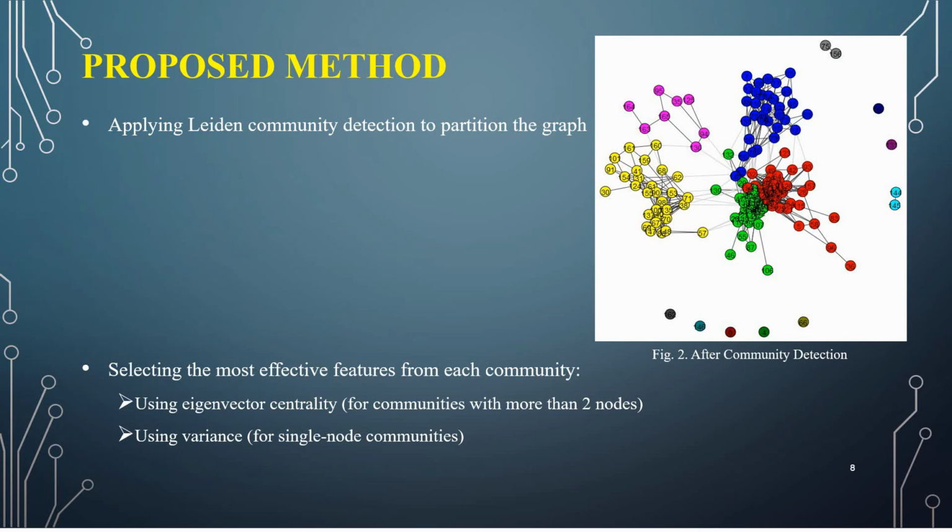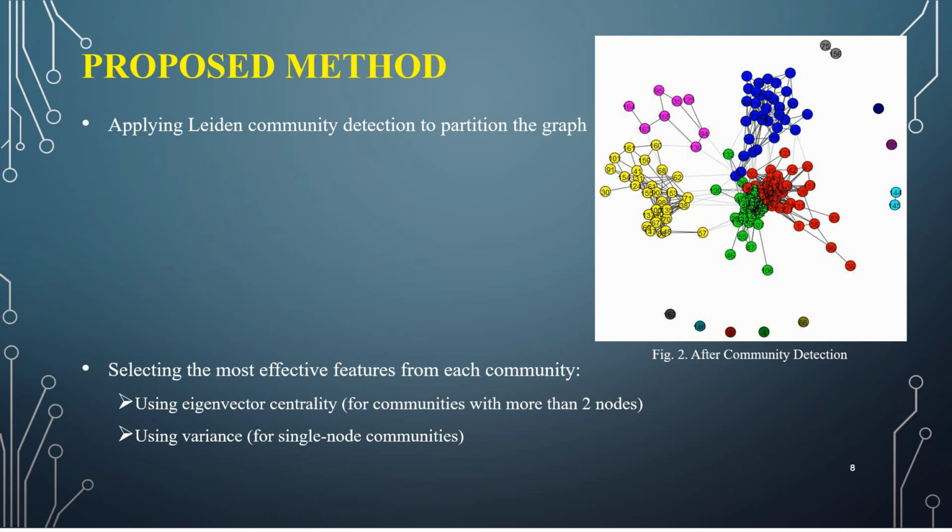Figure 2 shows an example of applying community detection on the features of the masked dataset. As you can see, the graph is divided into 14 different communities, and each community is displayed in one color. To find the most effective features from communities with more than 2 vertices, we use eigenvector centrality.